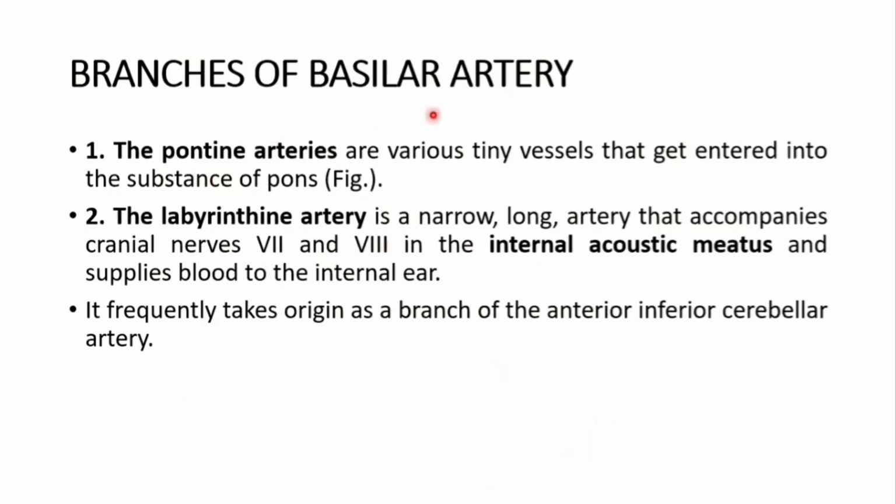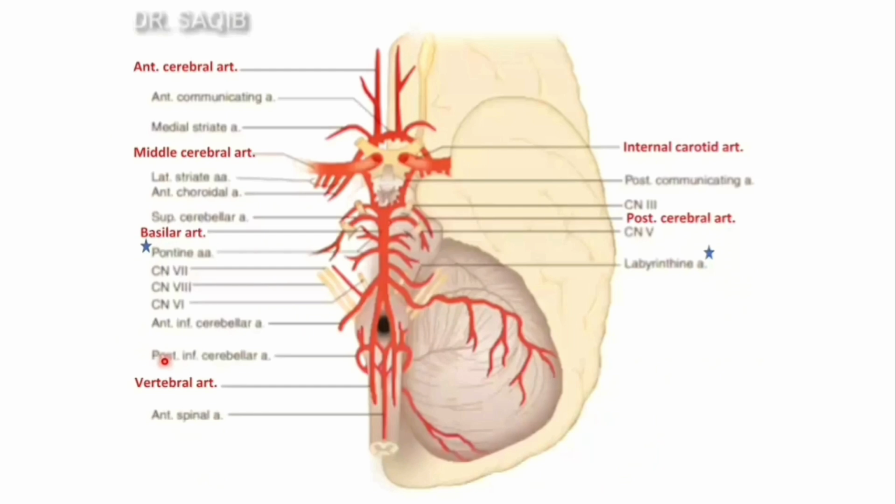Branches of the basilar artery. The pontine arteries are various tiny vessels that enter the substance of the pons. The labyrinthine artery is a narrow, long artery that accompanies cranial nerves 7 and 8 in the internal acoustic meatus and supplies blood to the internal ear. It frequently takes origin as a branch of the anterior inferior cerebellar artery. You could see this is the basilar artery, and these are the pontine arteries, and these are the labyrinthine arteries.